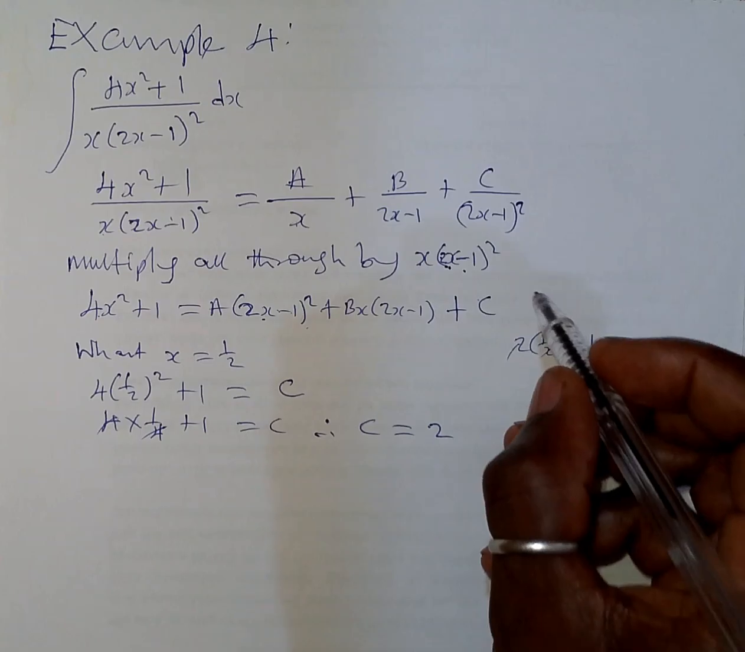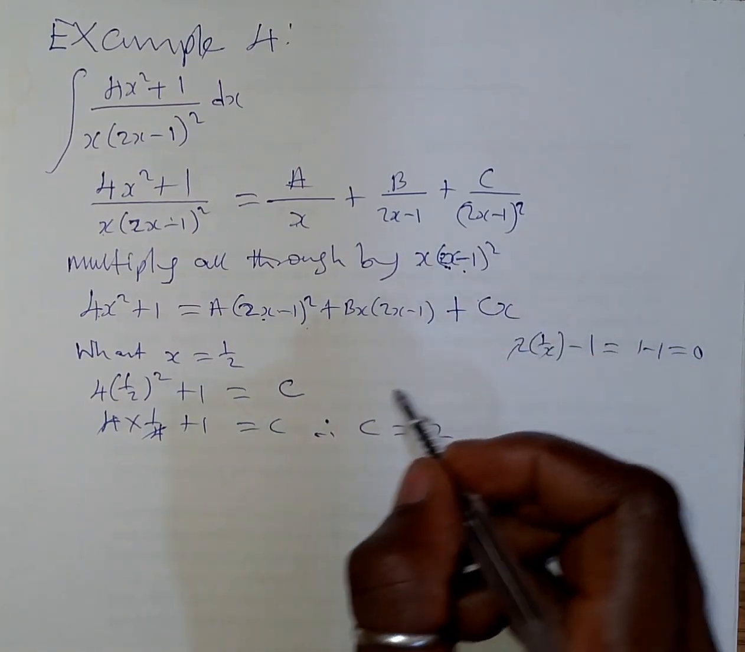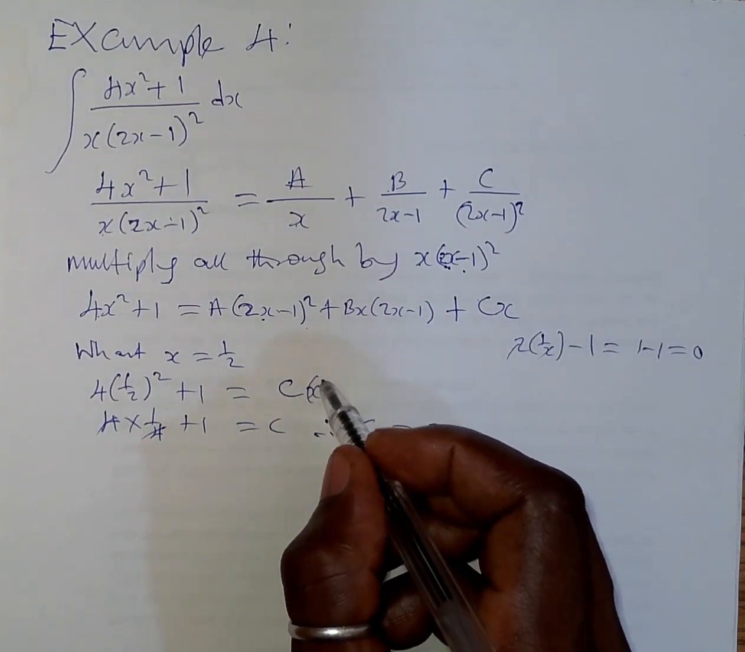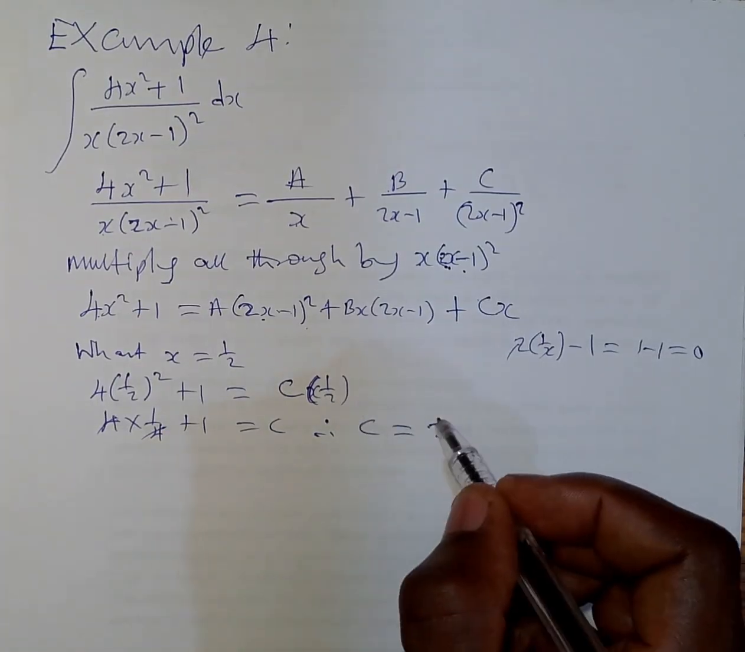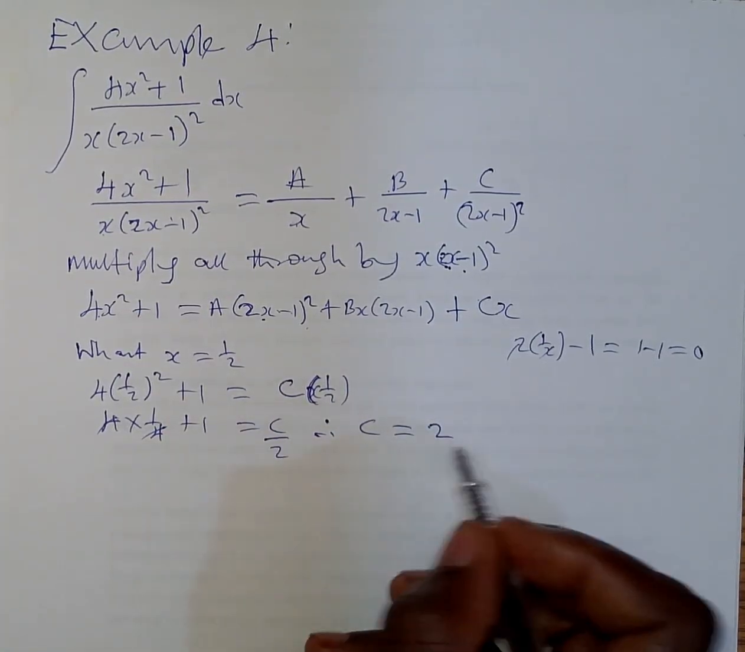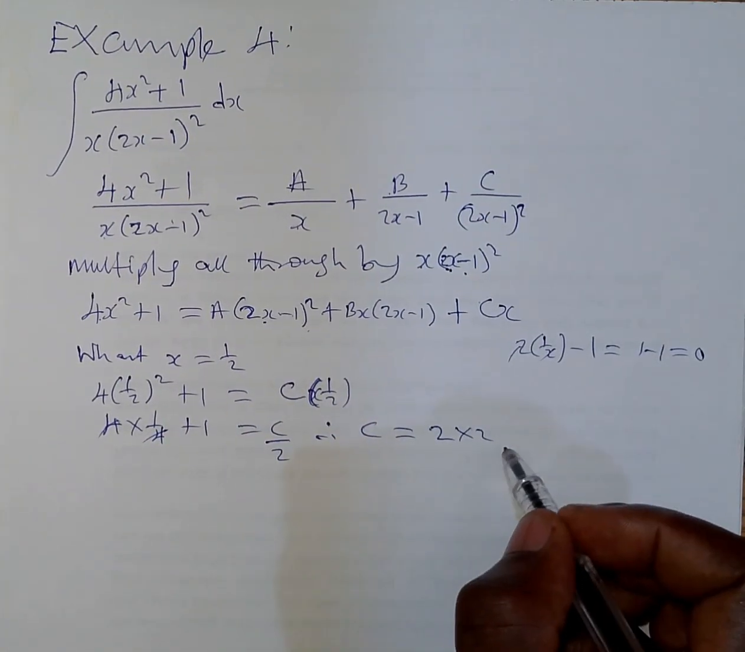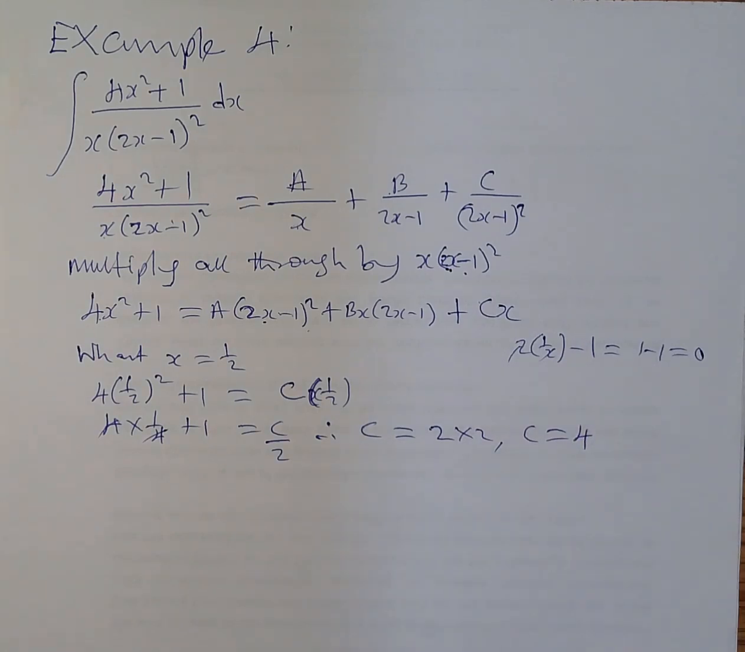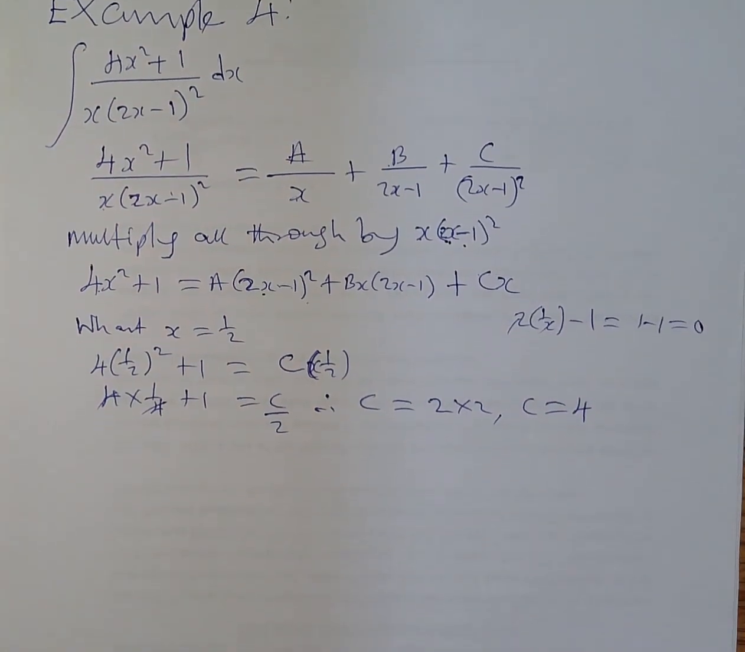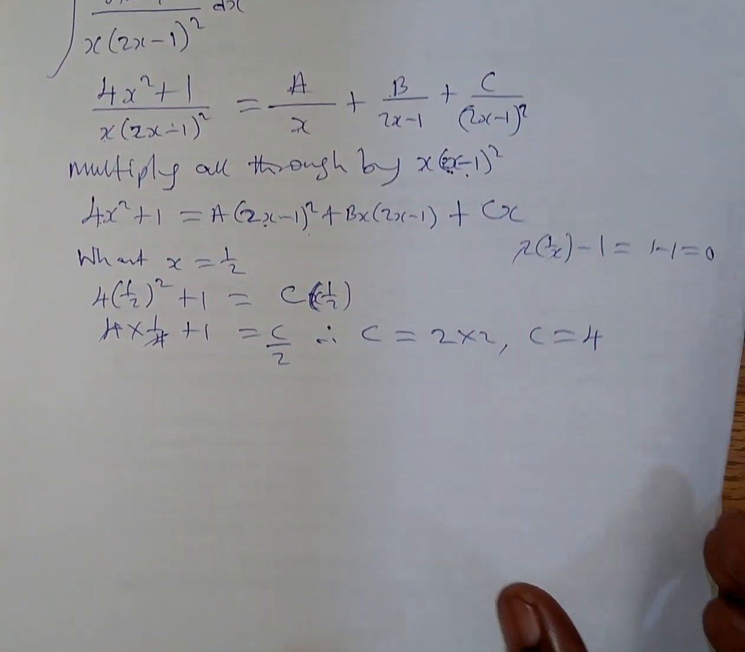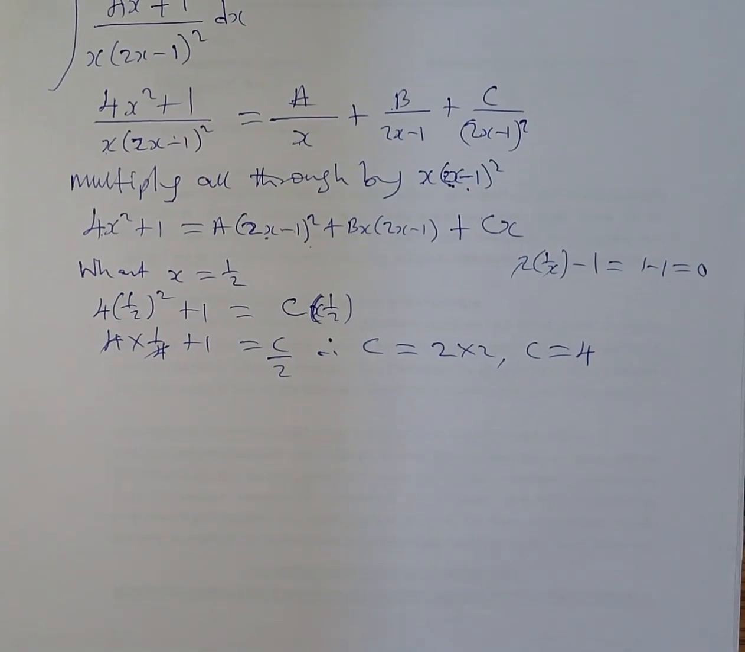So this is where it comes. Here is supposed to be x, and then here is supposed to be x. So if x is here, this will be 1 all over 2. So this is supposed to be over 2. When you cross multiply, it will be times 2, and then our C is equal to 4. So having gotten C, which is equal to 4, then we can proceed with other ones.